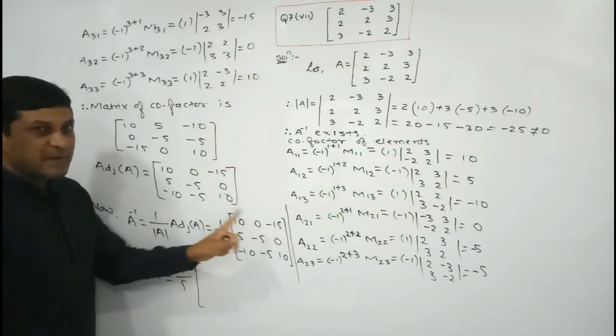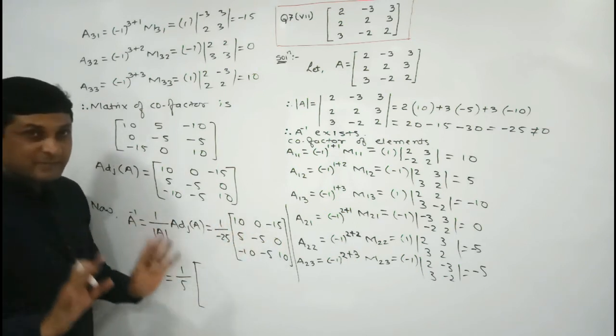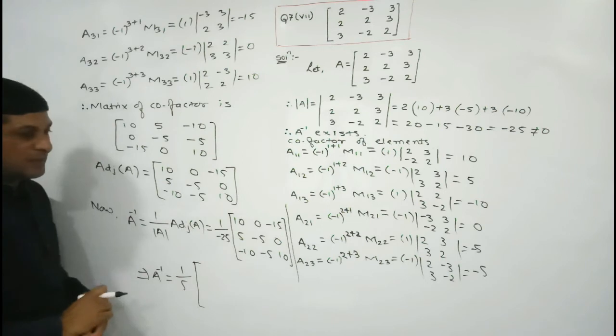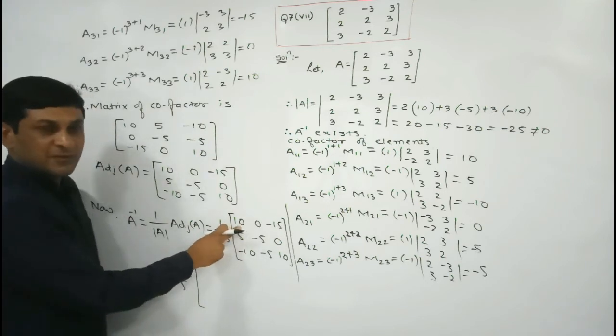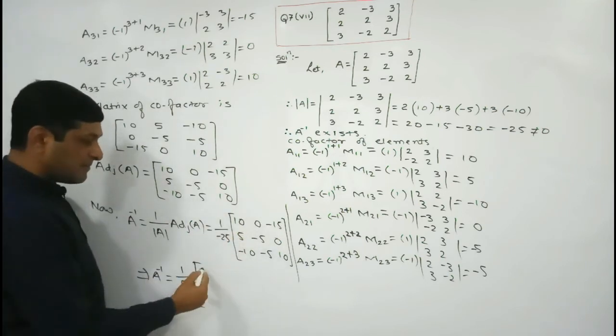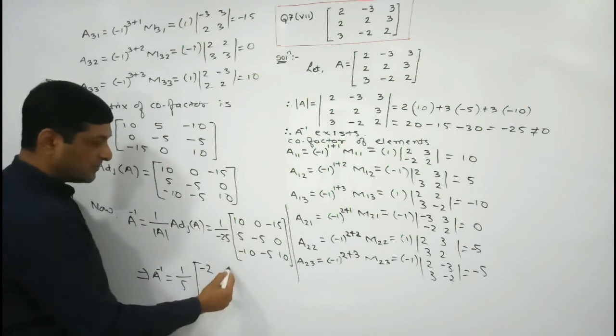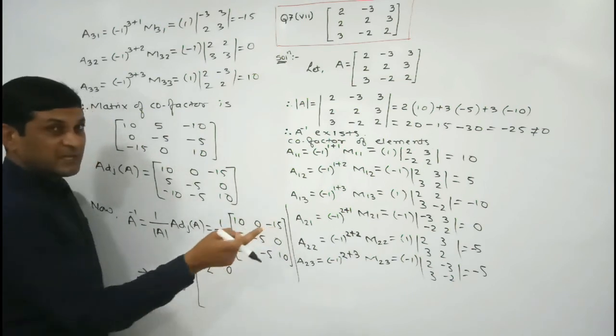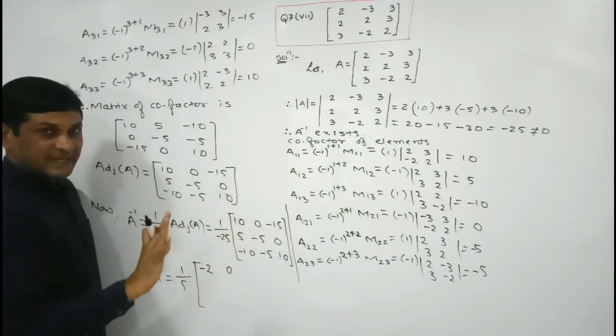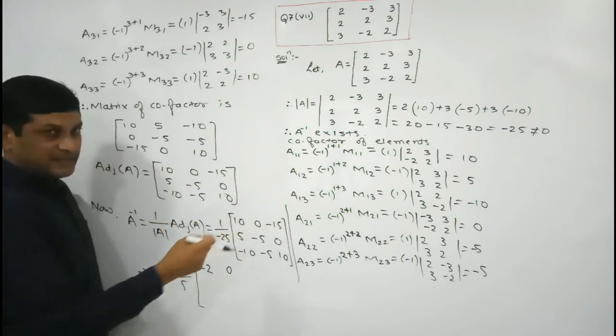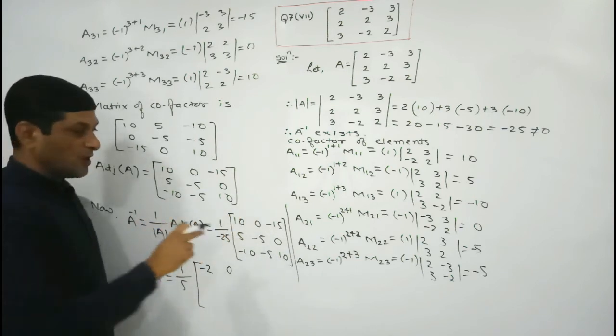Now I am multiplying by minus to all the elements, and remember that already we have taken 5 common. If we are taking 5 common, so here we will get 2, and if we are multiplying by minus, it will become minus 2. Here we will get 0. This negative term will become what? Positive.